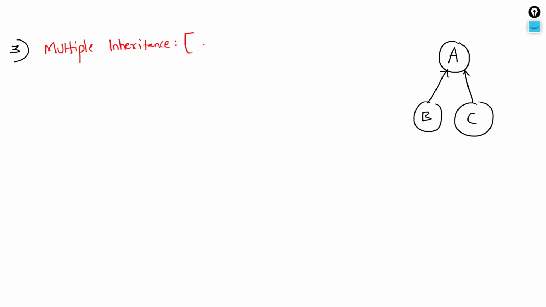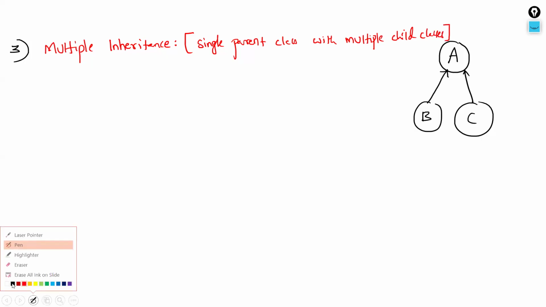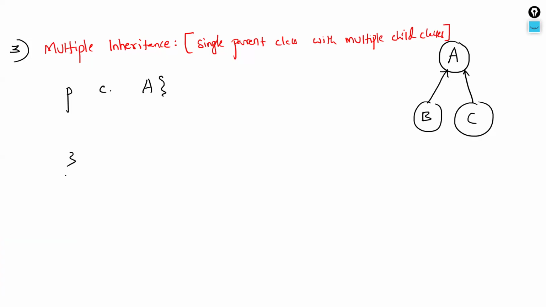Multiple inheritance, more clearly: a single parent class with multiple child classes. Then what is the syntax for this one? Public class, class A, and then class body, followed by class B extends A, then B class body, then followed by class C extends B or A? Extends A.